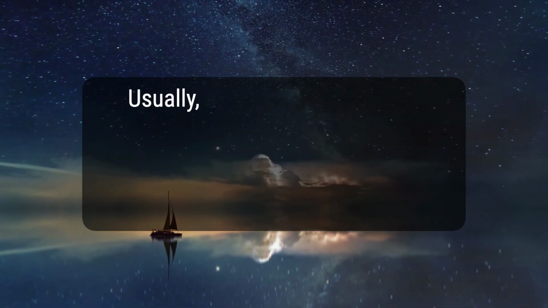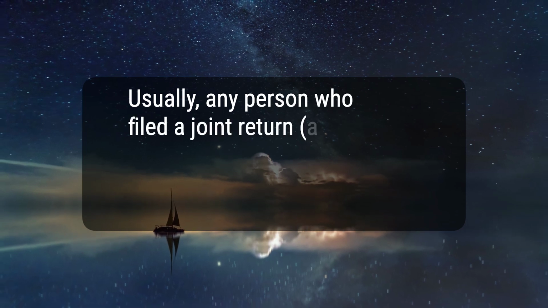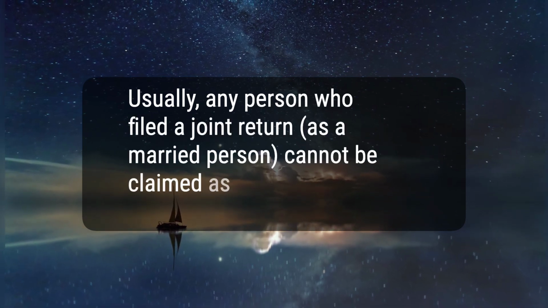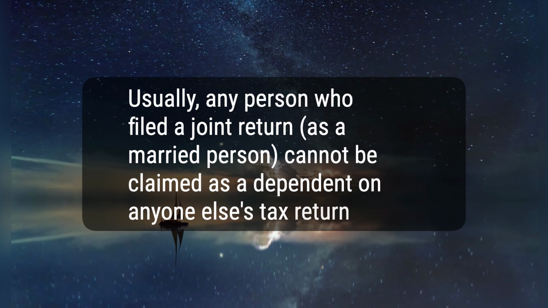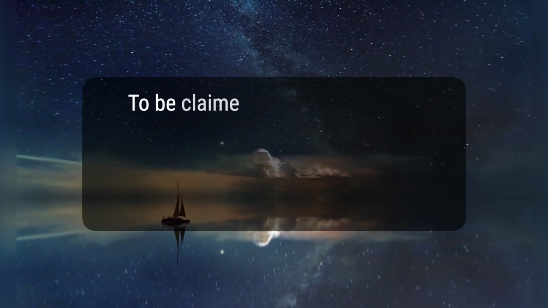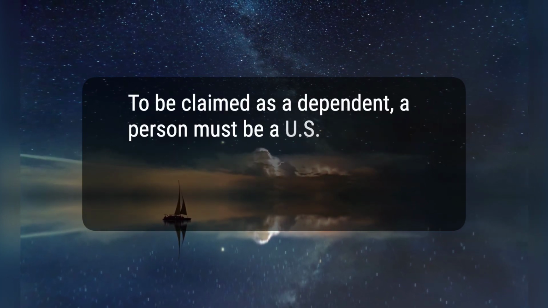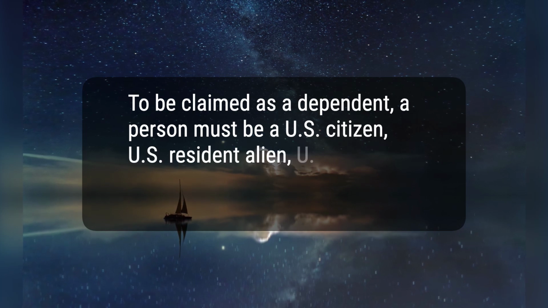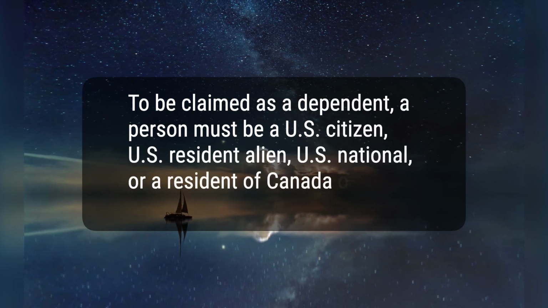4. Usually, any person who filed a joint return, as a married person, cannot be claimed as a dependent on anyone else's tax return. 5. To be claimed as a dependent, a person must be a U.S. citizen, U.S. resident alien, U.S. national, or a resident of Canada or Mexico.